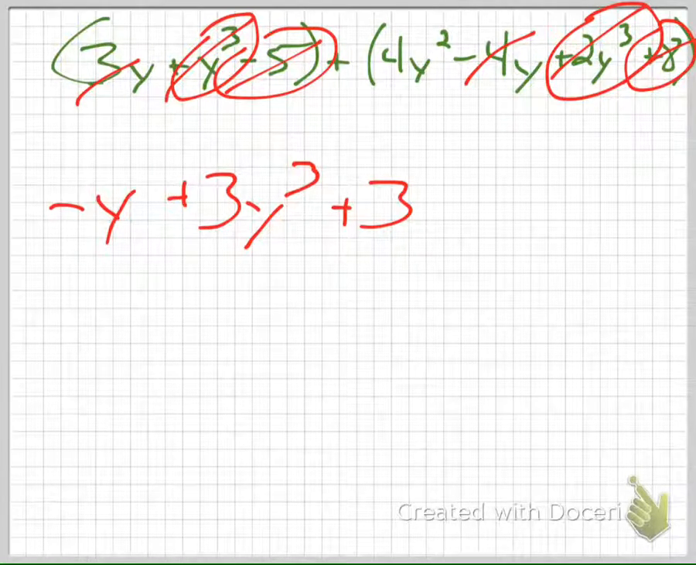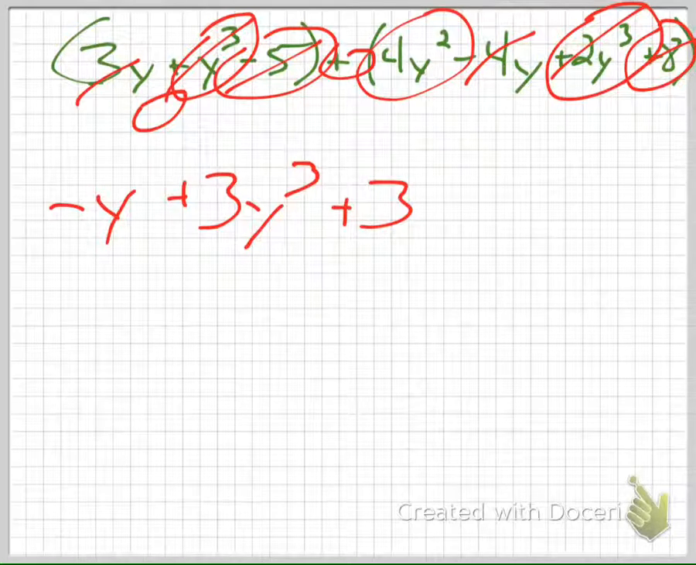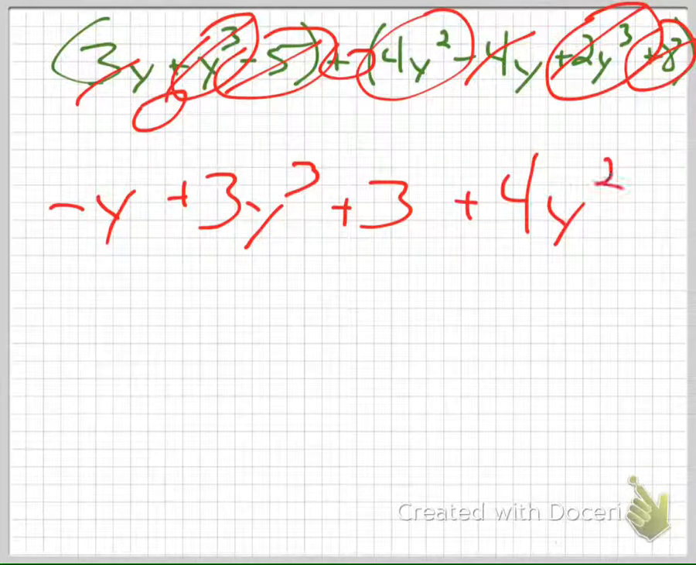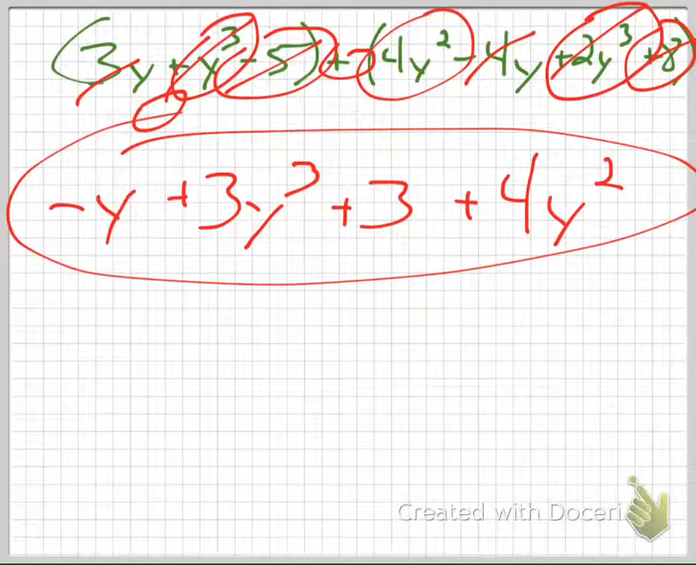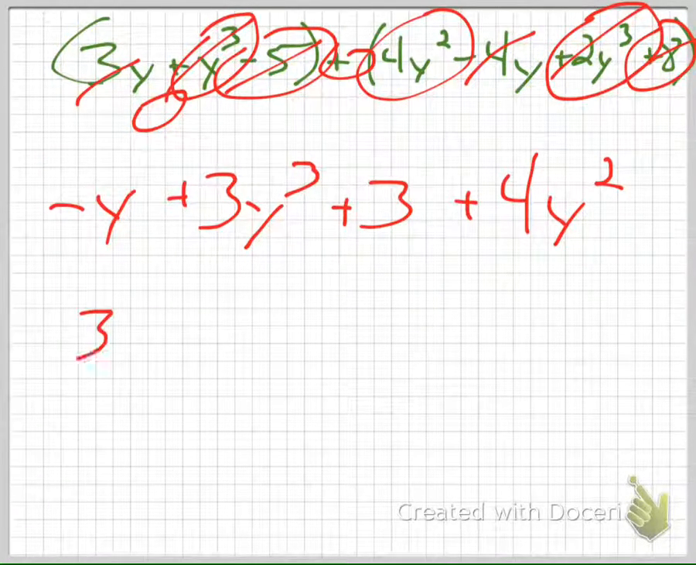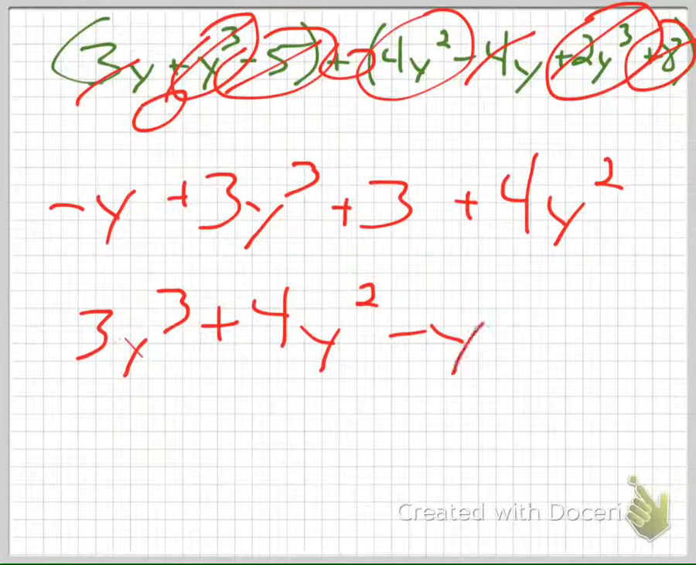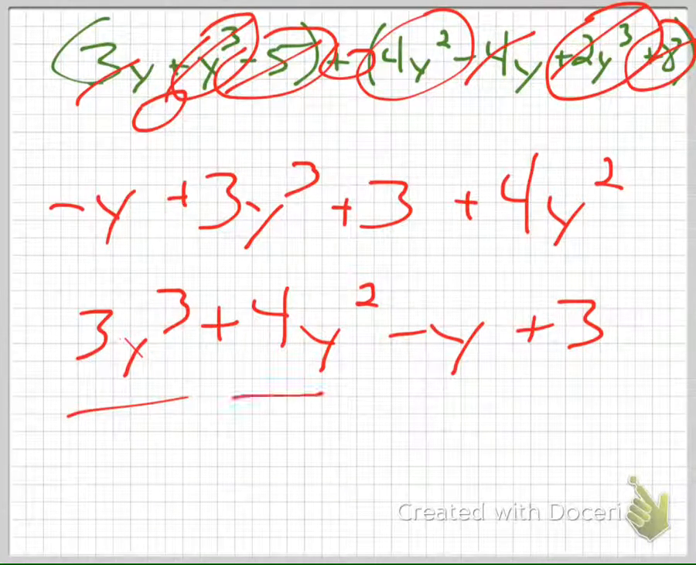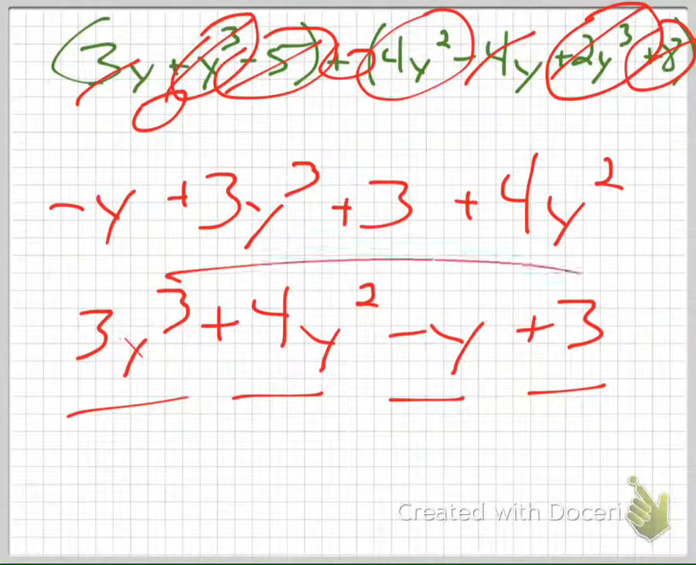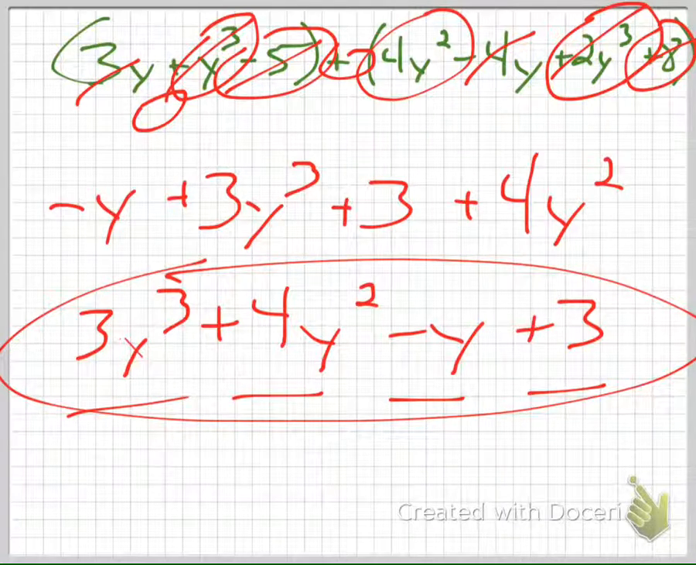Now, you do need to do this. You need to go 0 plus 4y squared is 4y squared. I'll explain to you when we do subtraction why that's important. Is this done? 3y to the third plus 4y squared minus y plus 3. Third degree, second degree, first degree, no degree. Right? There it is. Does that make sense? Okay. I am now going to show you how to do subtraction. Before I give you any practice, I'm going to show you how to do subtraction.